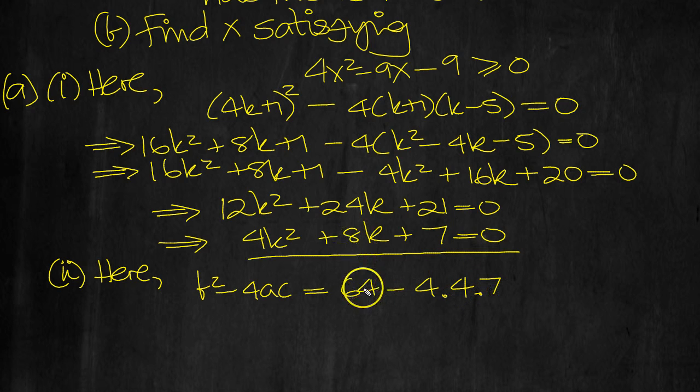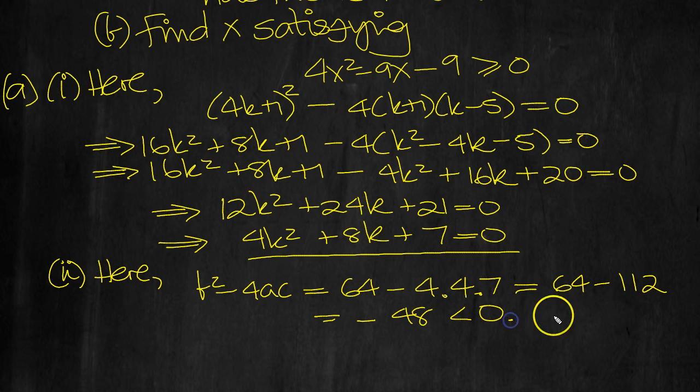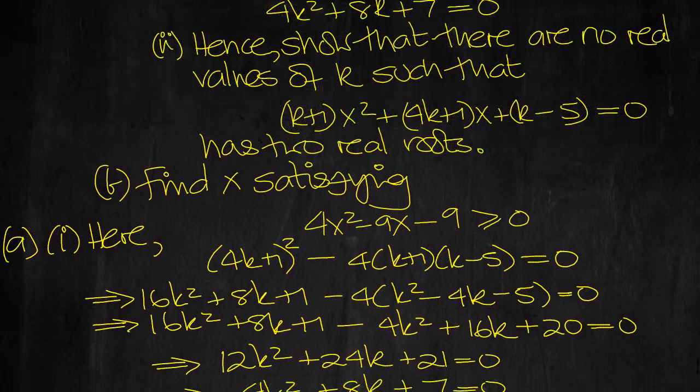B squared is 8 squared minus 4 times A, 4 times C, is equal to 64 minus 28 times 4. 28 times 4 is 80, 4 20s, and 4 8s are 32. 80 and 32 is 112, which equals minus 48, which is less than 0. So no real roots. Okay, that's that part done then. That's part 2.